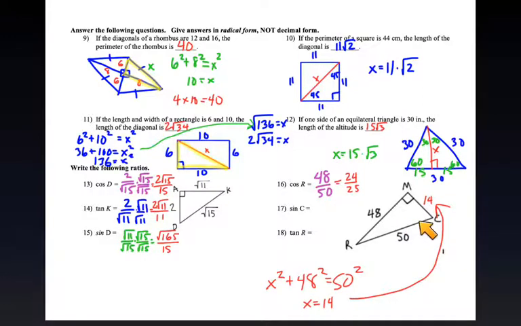The sine of C is the opposite, 48, divided by the 50 hypotenuse. Remarkably, it's the same thing. Hopefully you understand why. The tangent of R is the opposite, that's the 14 we solved for, divided by 48. That's a good thing we solved for it, because we needed it. It's 7 over 24.